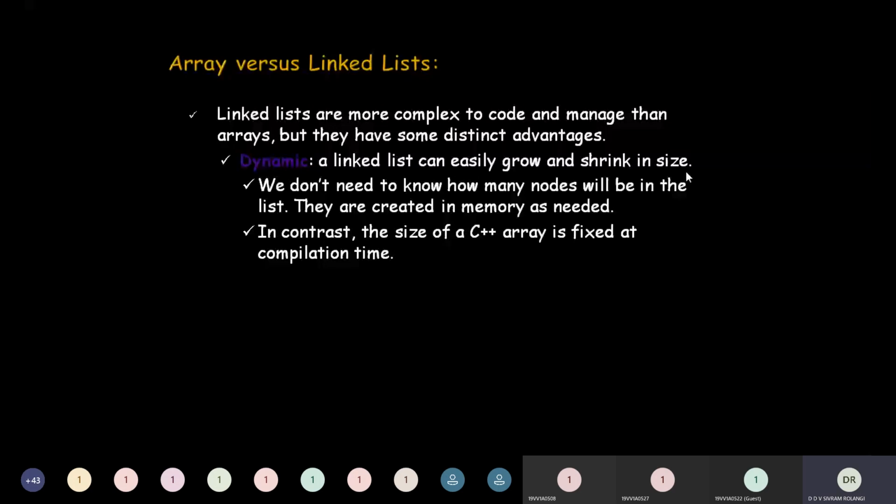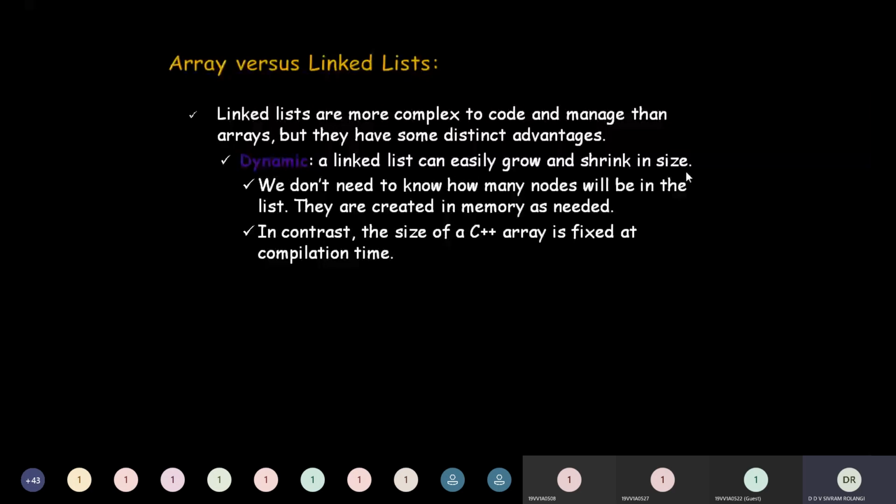We don't need to know how many nodes will be in the list. As is the case with arrays, first we need to know how many data elements we are going to store, and based on that we declare the array with a predefined size. That assumption is not required here. Nodes are created in memory as needed. In contrast, the size of a C++ array is fixed at compilation time. That is coming in C++, so I'm not going to discuss it.